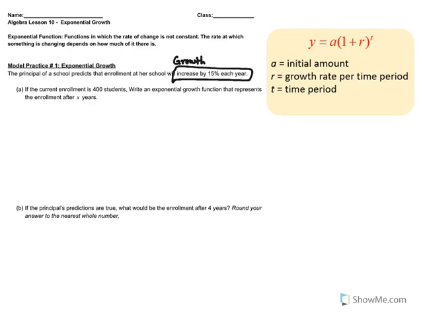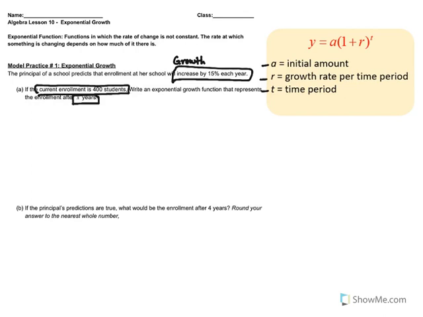If the current enrollment is 400 students, current enrollment means that right now the amount of students that we're starting with is 400 students. Okay, write an exponential growth function that represents the enrollment after X years. So X is the amount of time that has passed. So I'm checking to see, do I have the initial amount? How much did I begin with? Do I have the rate at which it's growing? How is the enrollment at the school growing every year? And how much time am I looking at?